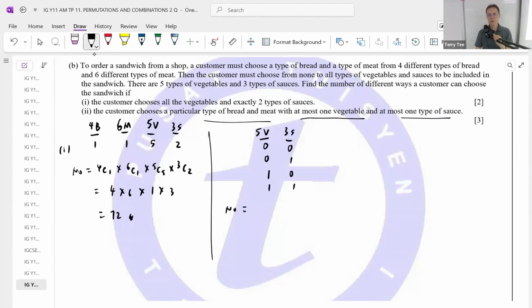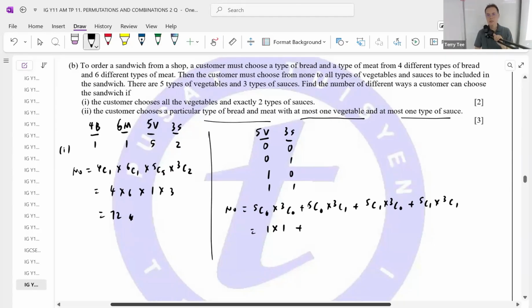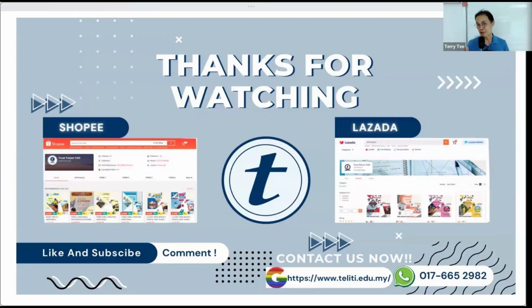So the first one is very weird. It's 5C0, 3C0. You don't choose any veggie, you don't choose any sauce. Or 5C0, 3C1. Next, 5C1, 3C0. Lastly, 5C1, 3C1. So this is 1 by 1. Just anything C0 is 1. This is 1 by 3, 5 by 1, 5 by 3. So let's work out: 1 plus 3 plus 5 plus 15. Answer 24.